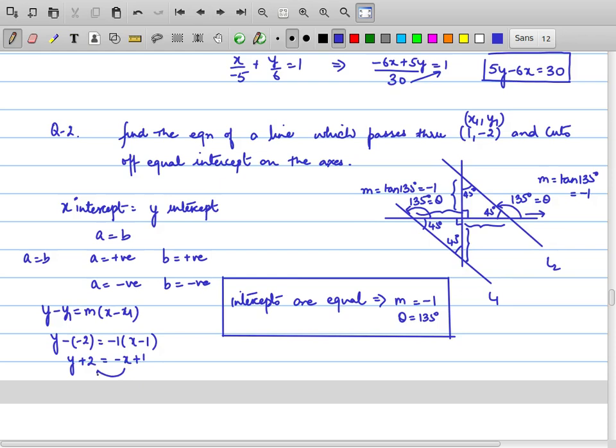Take x to the left side and also take 1 to the left side. y plus x plus 2 minus 1 is 0. Therefore x plus y plus 1 equals 0 is the required equation of your line. This is important. I hope you have understood the question.